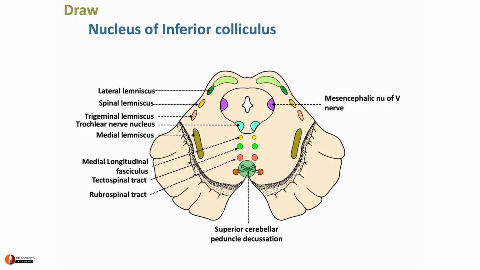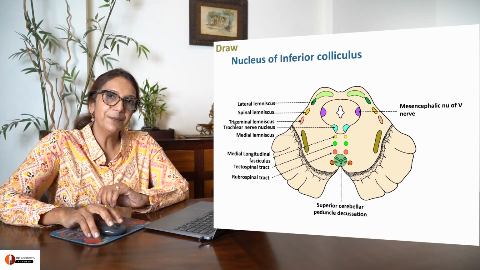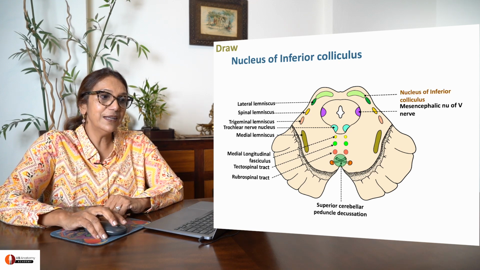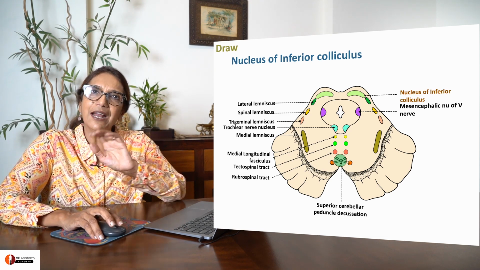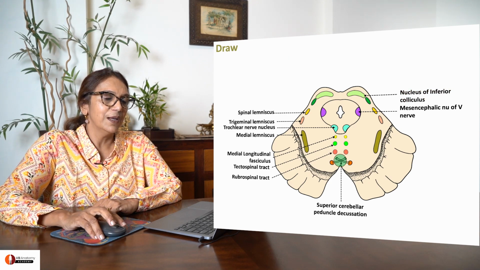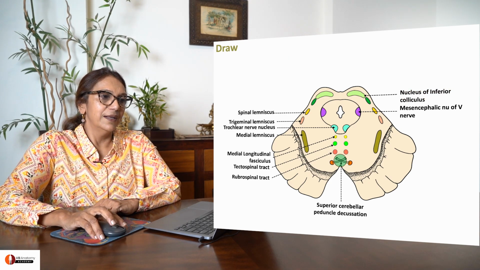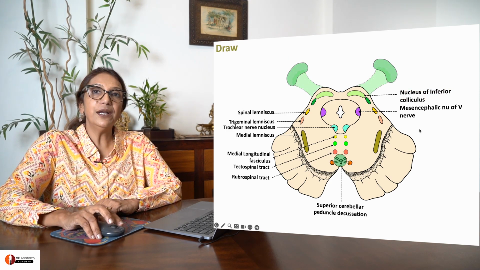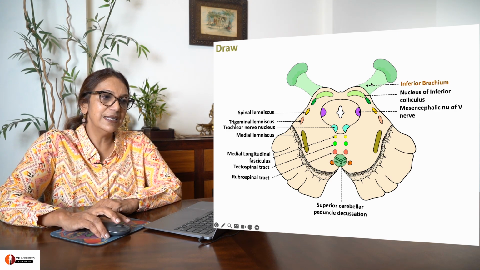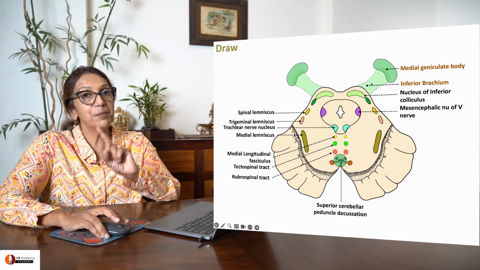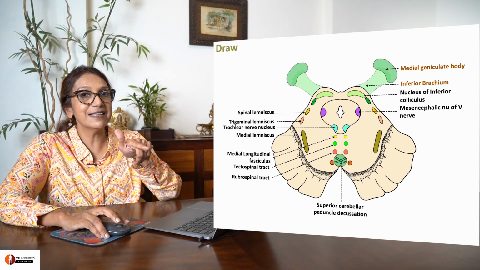Have you drawn it? Okay. So let's label it. Nucleus of inferior colliculus, lying right next to the lateral lemniscus. Now add to it these two structures on both sides. This is the inferior brachium, this is the medial geniculate body. Remember, we've drawn this, we've discussed this earlier.